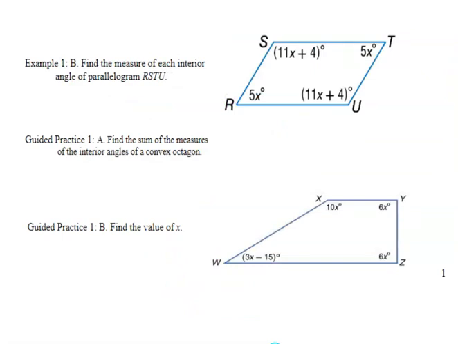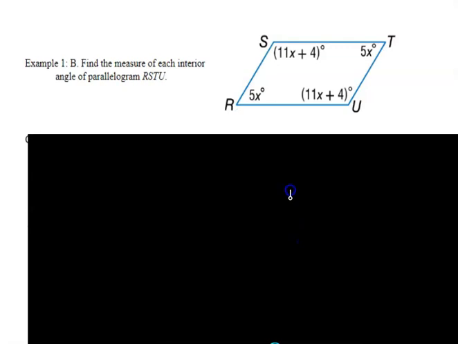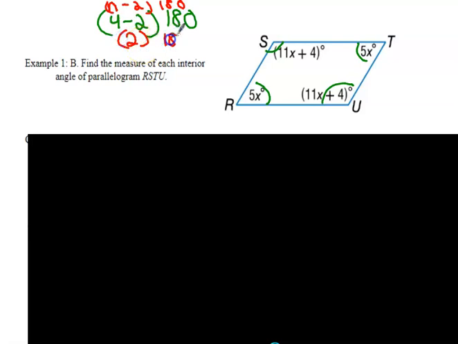Find the measure of each interior angle of the parallelogram. Well first we need to see what is the sum. We have 1, 2, 3, and 4 sides. So 4 minus 2 times 180. Again, I'm plugging in 4 for the n, for the number of sides. So then I'd get 2 times 180, and that is 360. So 360 degrees, all of these added together.